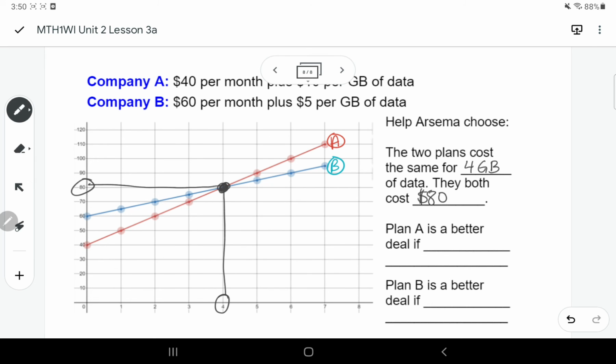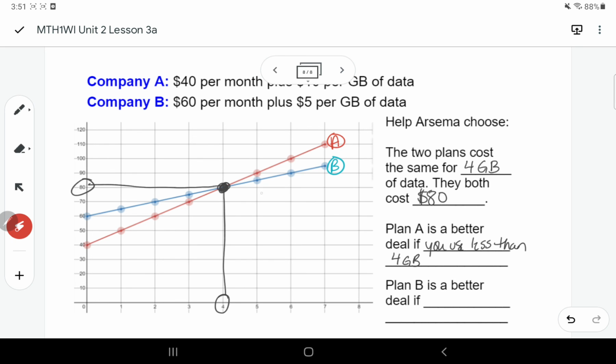So let's tell her which one is a better deal. Because you can't just unilaterally say, hey, which of these plans is a better deal? It depends how much data you're going to use. So plan A is a better deal. Remember, better deal means lower price. And that would be back here. Plan A, the red one, is lower down, lower cost if you use less than 4 gigabytes.